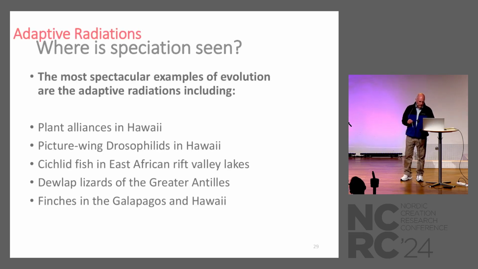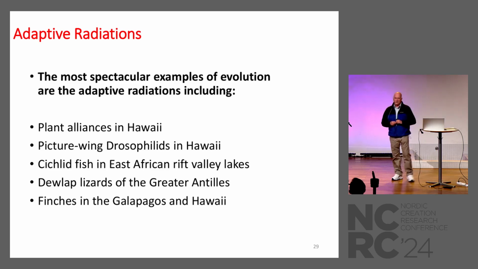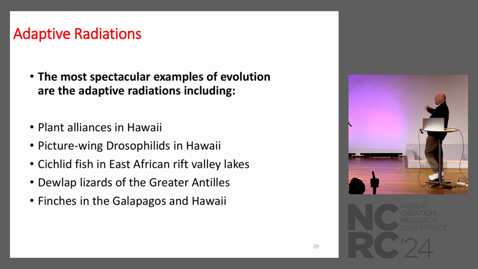So where is speciation seen? I've mentioned these, the adaptive radiations. I'll just very briefly take you through a couple. The most spectacular examples of evolution are the adaptive radiations, which include actually a number on Hawaii, the plant alliances in Hawaii, the silver swords, which we've already met. I'll show you some pictures of those, but others too. The picture-winged Drosophilas, they're fruit flies on Hawaii. And fruit fly species on Hawaii are so numerous, and Hawaii is really not very big. It's almost as though in every tree you have a new species. It's not quite as bad as that, but almost as bad as that. There are a huge number of species. The cichlid fish in the East African Rift Valley lakes, they're very famous. For those of you who don't know, I'll show you a couple of pictures.